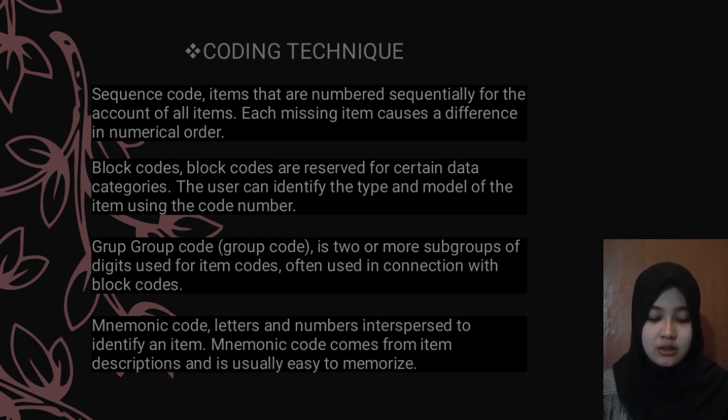Group code is 2 or more subgroups of digits used from item codes, often used in connection with block codes. Mnemonic code. Letters and numbers are interspersed to identify an item. Mnemonic codes come from item descriptions and are usually easy to memorize.